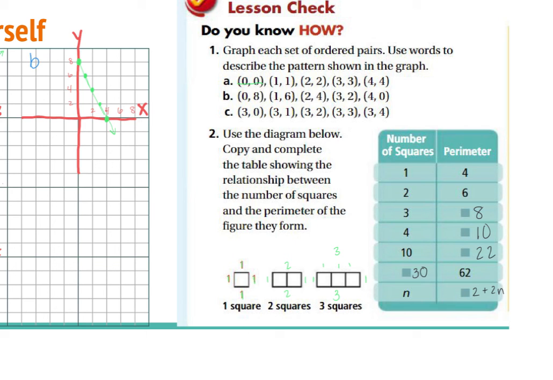3, this would be 2 plus 2 times 3, which is 6. 2 plus 6 is 8. Let's use 4 for n. 2 plus 2 times 4 is 8. So 2 plus 8 is 10. So for 4, we should have 10. And that pattern works, so it's 2 plus 2n.